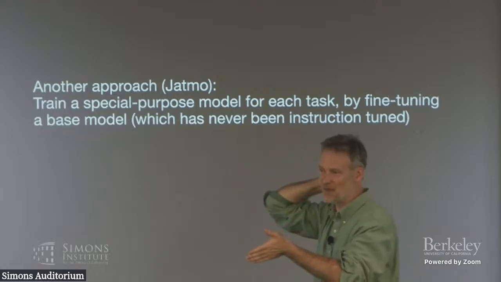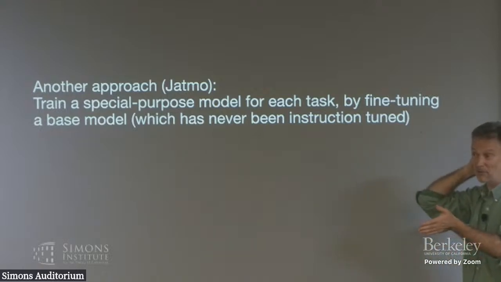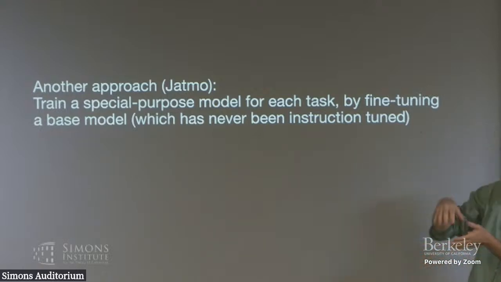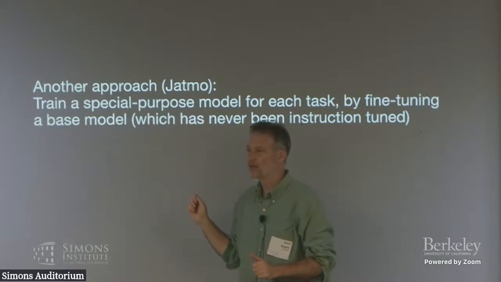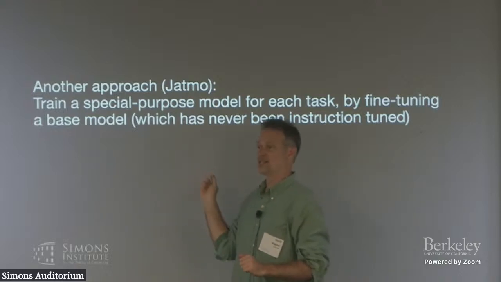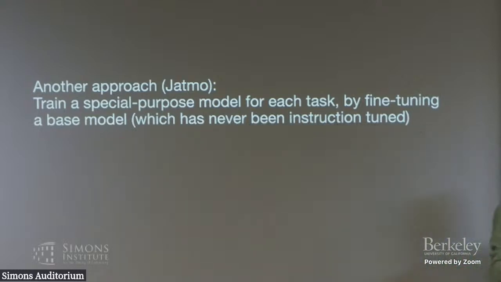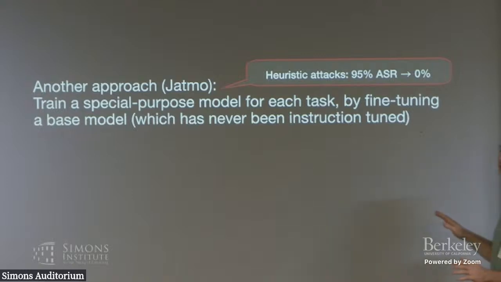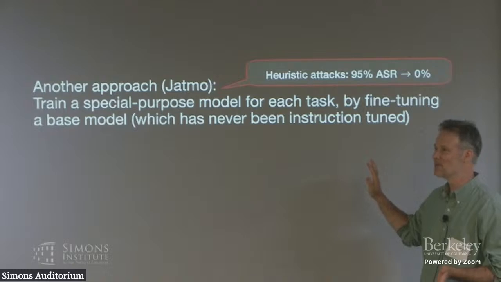And the intuition there is, if instruction tuning is part of the root of the problem, then what we could do is start from a base model that's never been instruction tuned to follow instructions, and then fine tune it to solve this one task. And in fact, we could do that automatically by building on existing language models. In our experiments, it seems really good at stopping the attacks we've tried, but I can't promise you it's going to stop everything.